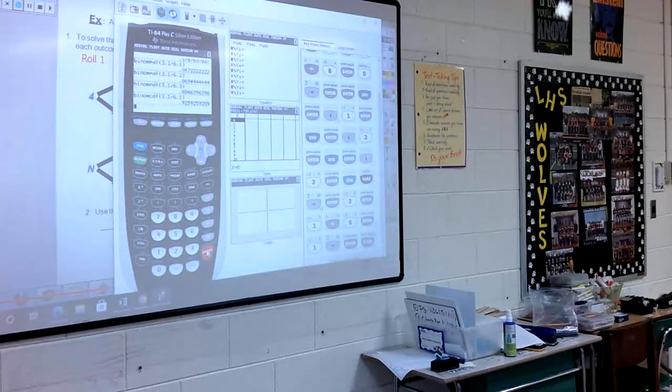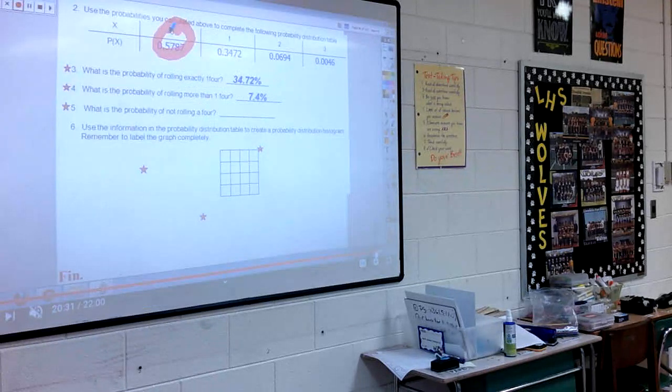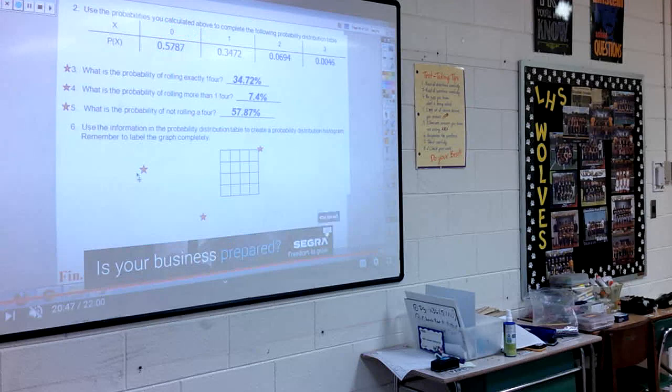So that's different than a PDF. The CDF counts all the way up to that number, whereas a PDF just gives you exactly that number. So I wanted you to see the difference there in those. But know the calculator is going to be a big help in binomial distribution. What is the probability of rolling more than 1 4? We said we added up the probability of rolling a 2 over here and rolling a 3. What is the probability of not rolling a 4 at all? That would be 0. That would be the 0.5787 or 57.87%.